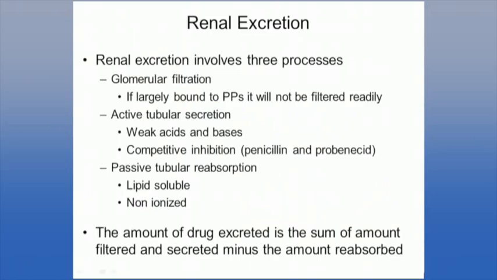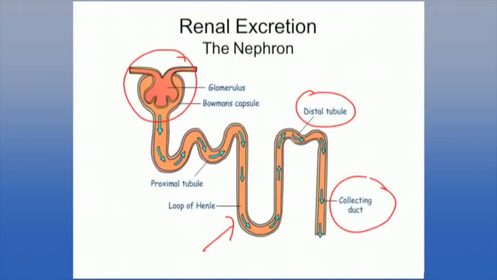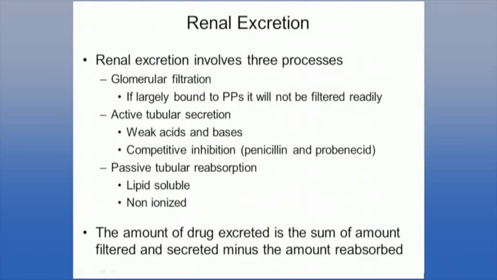So it actually involves 3 different processes. It may involve a combination of these 3, or it may actually only involve one of these processes. It depends on the drug. The first of these is glomerular filtration. So if we go back to our picture, this is that the drug gets delivered to the glomerulus through the blood supply and gets filtered through the glomerulus into the tubule for ultimate excretion.